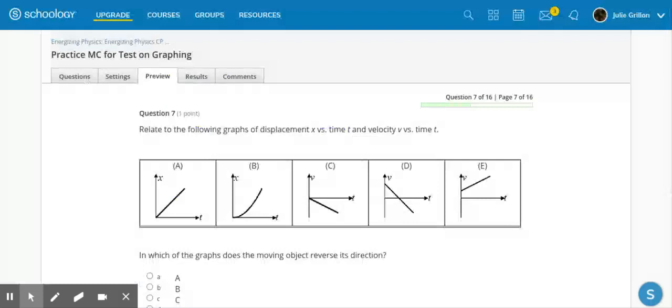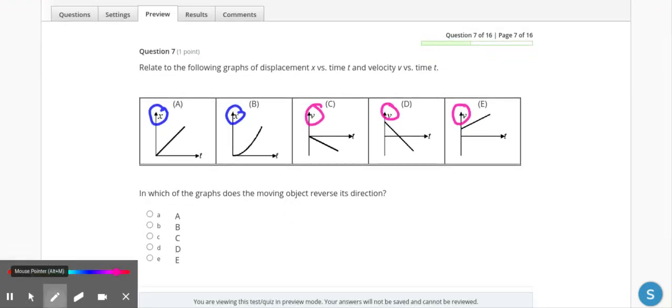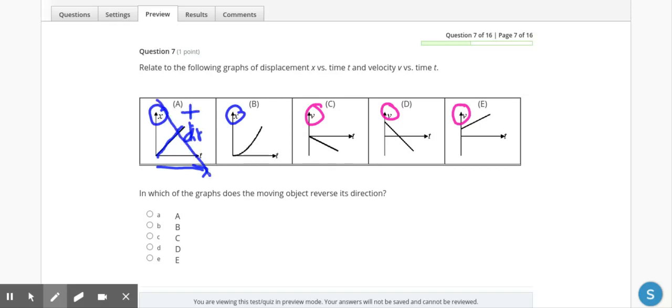All right. So you've got to pay attention here. We've got position-time, position-time. Then we've got velocity-time, velocity-time, velocity-time. In which of the graphs does the moving object reverse its direction? Okay, so let's look at the position-time graphs. As time increases, we're going up the whole way. So this is always in the positive direction. So that can't be it. For this one, as time increases, we go up, up, up in the positive direction. We never come back to the origin, so that's a no.